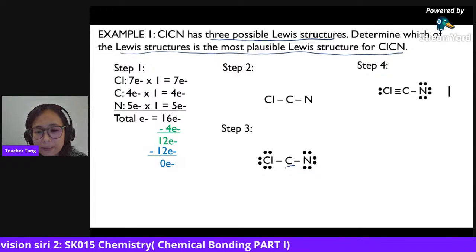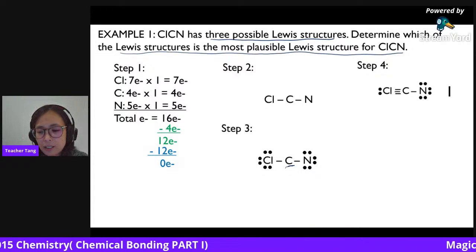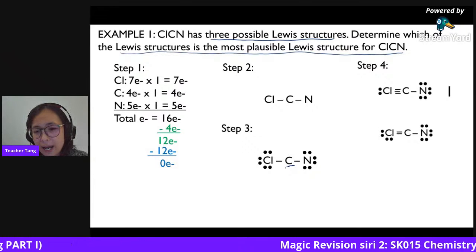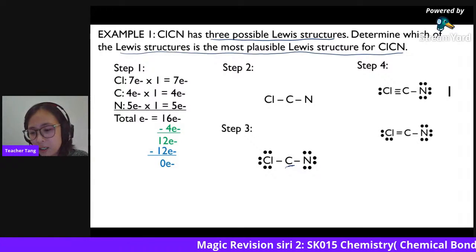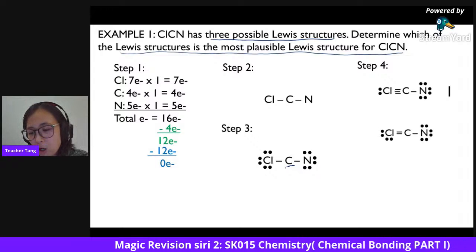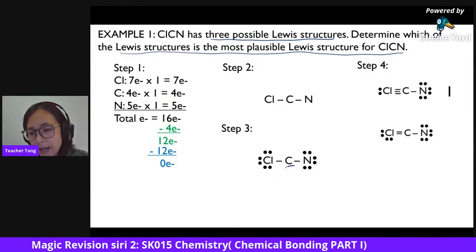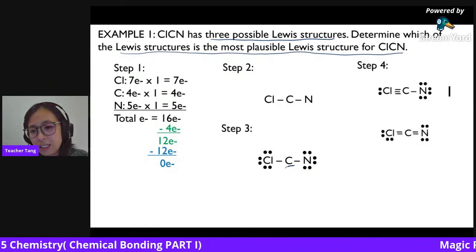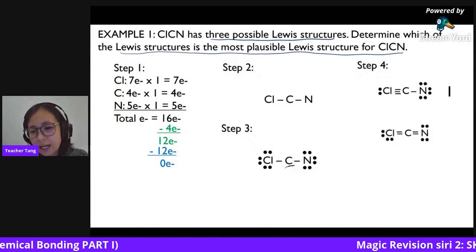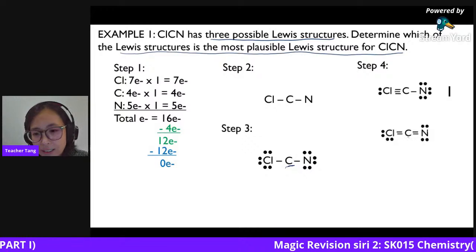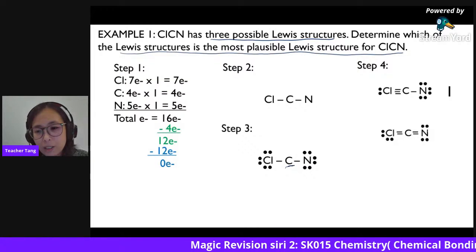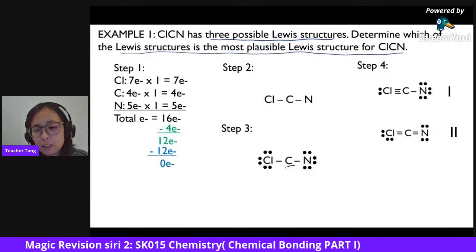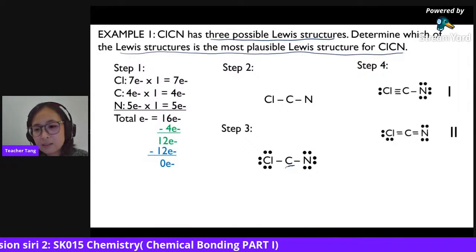Besides using the lone pair on Cl to make a triple bond, we can also use the lone pair on nitrogen to make another double bond between carbon and nitrogen. And this also allows the central atom carbon to be octet. So this is the second possible Lewis structure for ClCN.